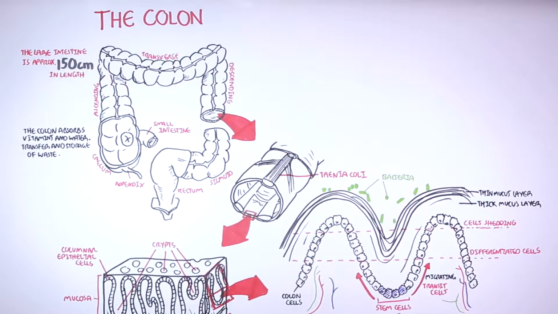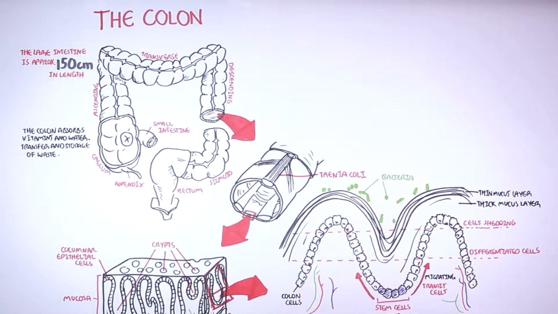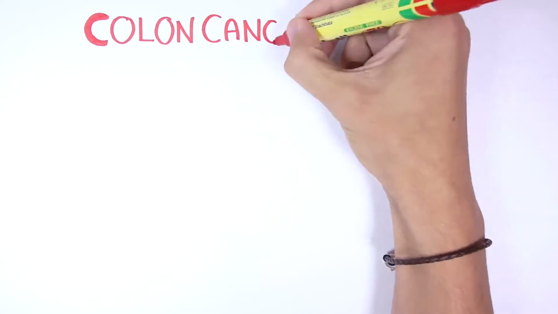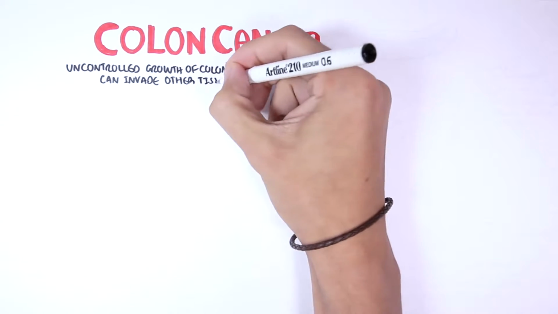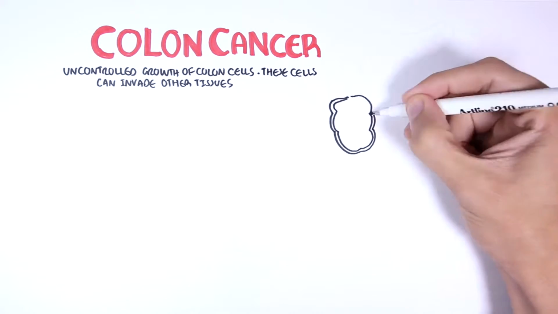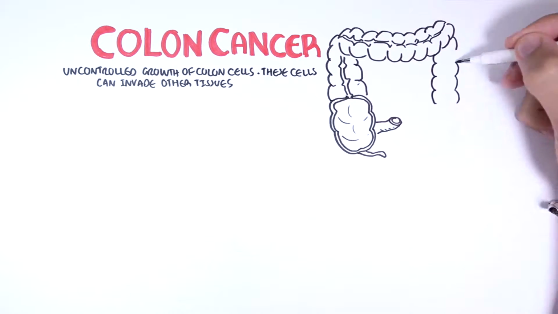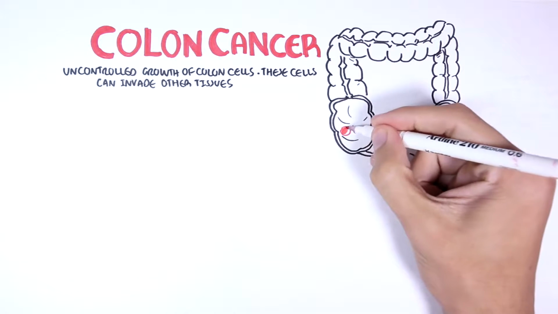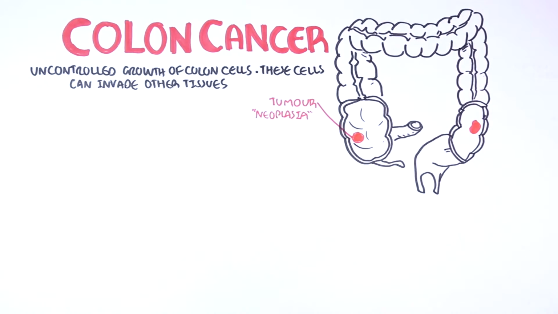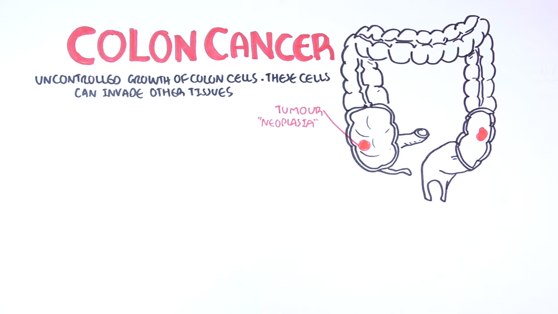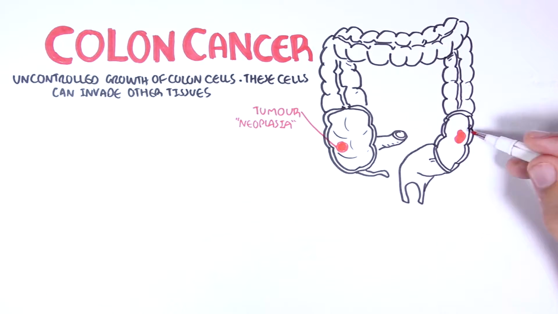Now that we have a better understanding of the colon, let us focus on colon cancer. Colon cancer is where there is uncontrolled growth of colon cells, and these cells can later invade other tissues. So let us look at an example. Here we have a colon. These red mushy looking things are tumors. Tumors are abnormal growths. Neoplasia is another word that is used interchangeably with tumor. Neoplasia essentially means new growth.